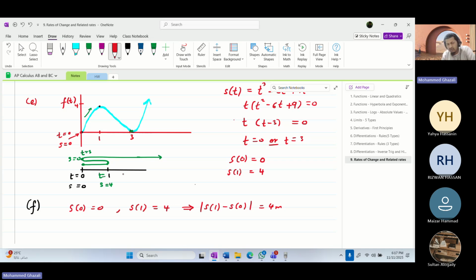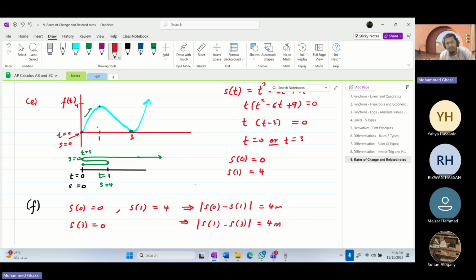Now after 3 seconds, how far? So now I need to find S of 3. What is S of 3? We can clearly see it is 0. It's absolute value though, right? So it doesn't matter how you write it. So S of 1 minus S of 3, because it's absolute value, that's 4 meters.